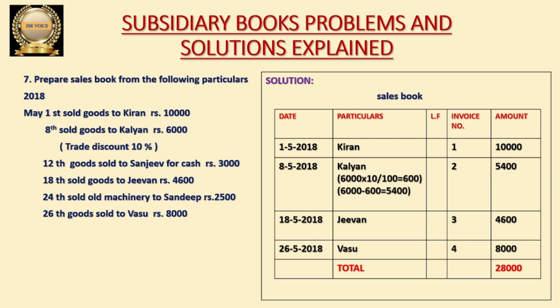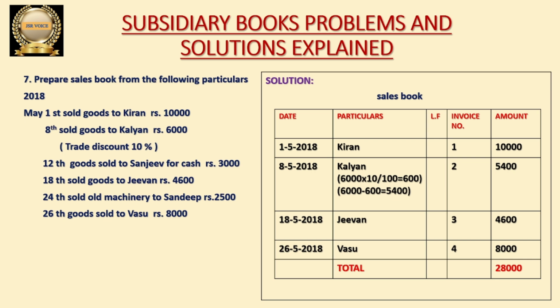Okay, whatever conditions are there for preparation of purchase book and sales book, all 3 are same, and we have to see whether it is satisfying or not. Sold goods to Kiran, it is goods, one condition satisfied. To Kiran, name is given, second condition satisfied. And cash also is not mentioned, so it is not cash sales, it is credit sales. We can write it. So see sales book here. Date column 1-5-2018, particulars column Kiran, LF column empty, invoice number 1, amount column 10,000.